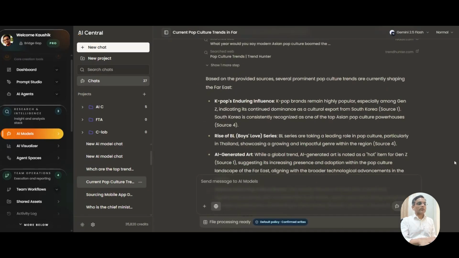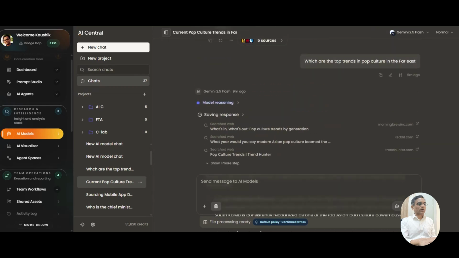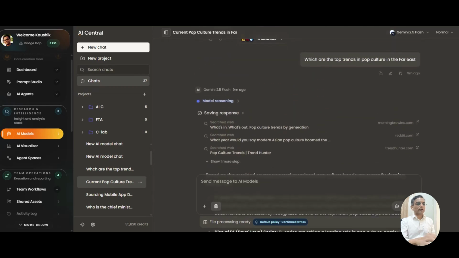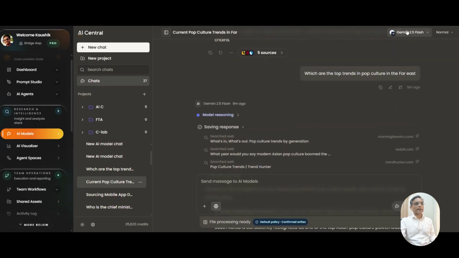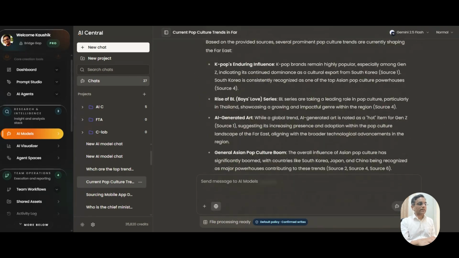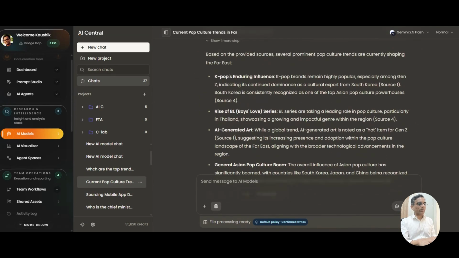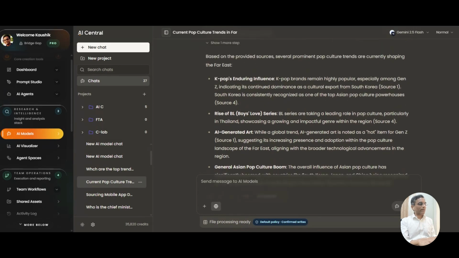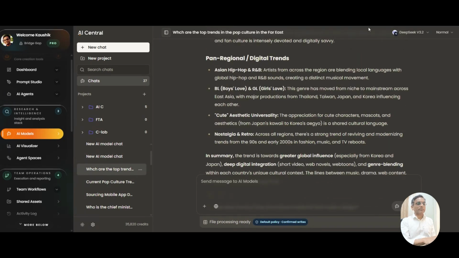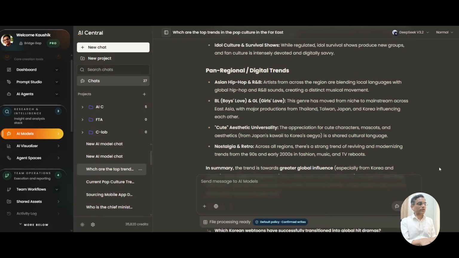So the query which I asked was, which are the top trends in pop culture in the Far East, and I selected Gemini 2.5 Flash, and you can see the answer, right? It is saying K-pop, and it is giving this kind of answer. Whereas the same thing, if I select DeepSeek, you can see the kind of answer which you are getting.